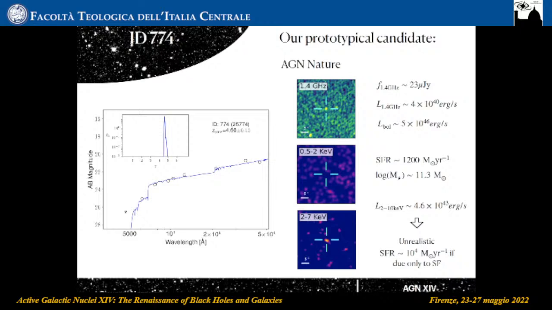And moreover, this candidate shows a detection in the hard band image of the X-ray image of the J1030 field. A detection that is below the threshold of the X-ray catalog, but that is based on 7 net photons over the background noise at 99% of significance. And that corresponds to an X-ray luminosity around 5 times 10 to the 43 erg per second. So taking the relation between X-ray luminosity and star formation rate, it would point to an unrealistic star formation rate of 10 to the 4 solar masses per year if due only to star formation, strongly suggesting the presence of an AGN.